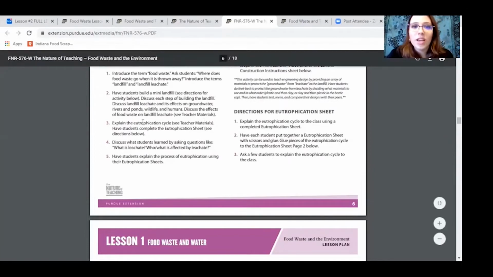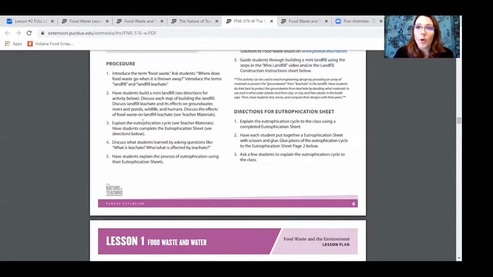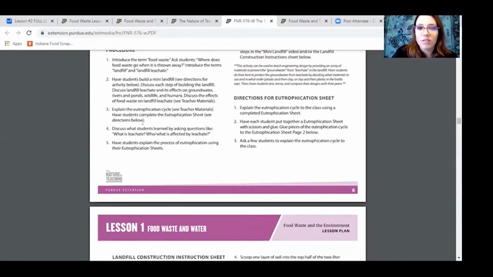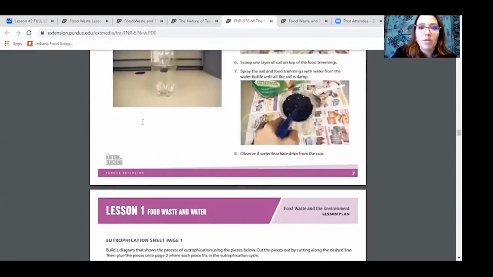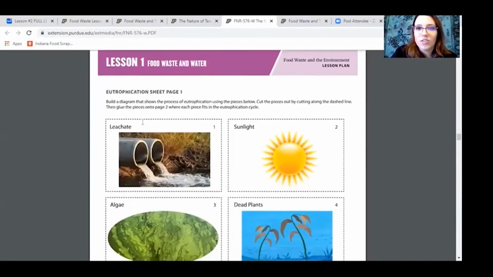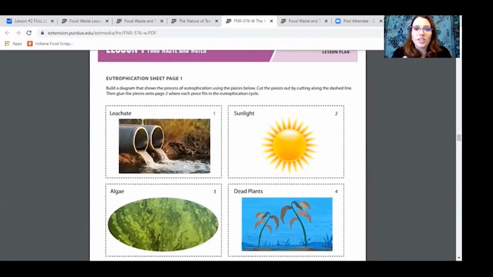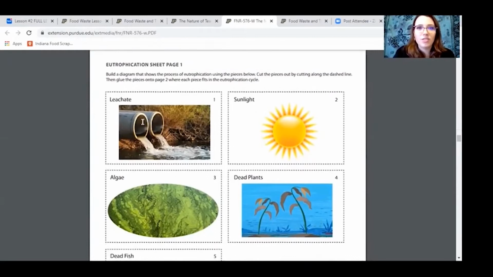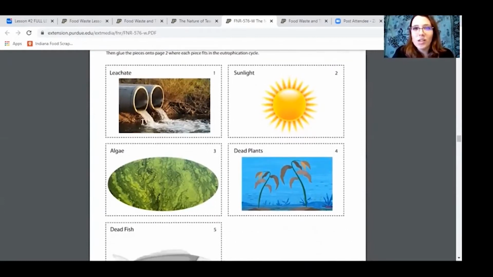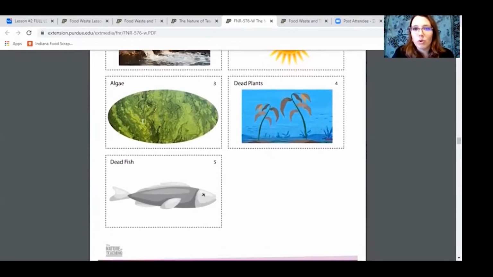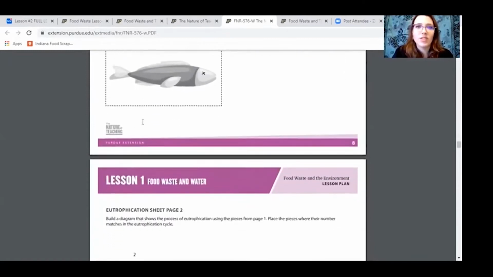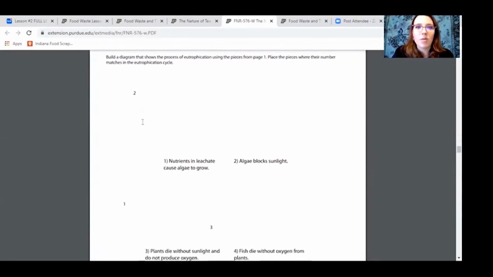Then you can explain the eutrophication cycle, which is a really big word that we have visuals for below. We also have information in the teacher's notes. Then you can have students complete the eutrophication sheet, which is below the instructions for building a mini landfill. Students will need to cut out each of these pictures, and the pictures are numbered. You would glue or tape these pictures to where they go on this worksheet.